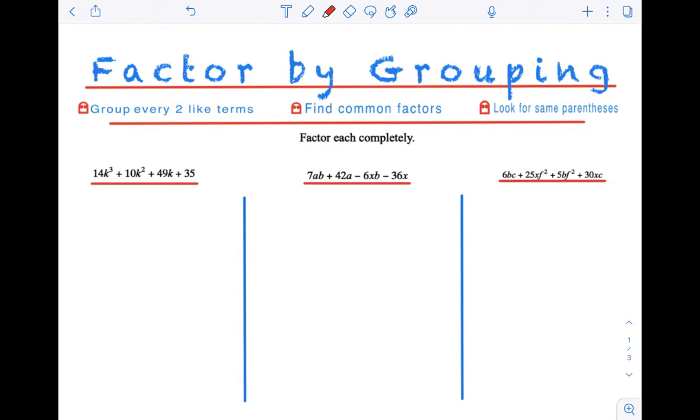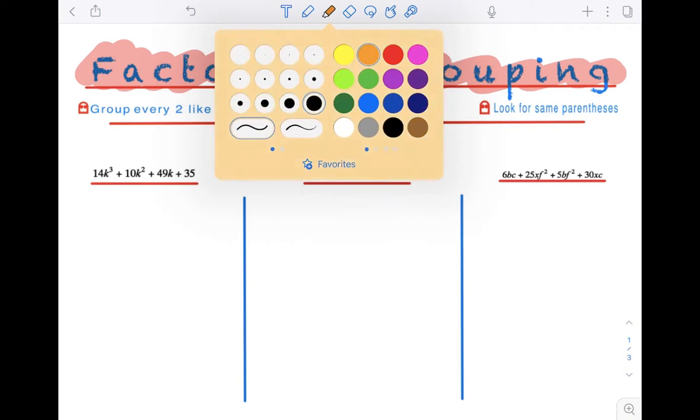First thing we do is we identify the name of this video lesson, which is factor by grouping. So we're going to learn how to factor by grouping. First thing we do is identify the name.